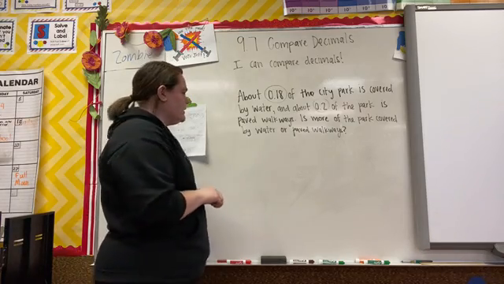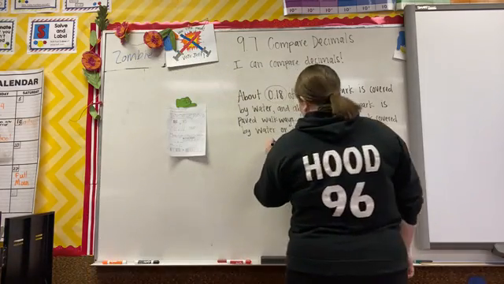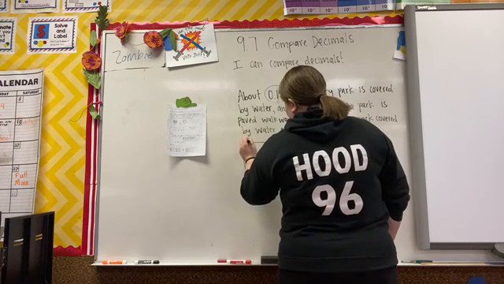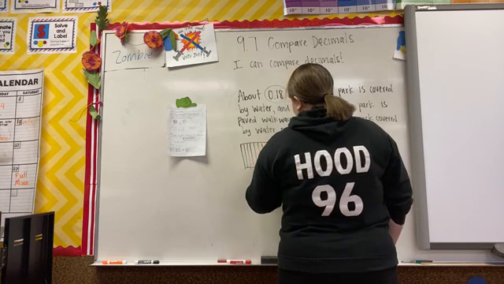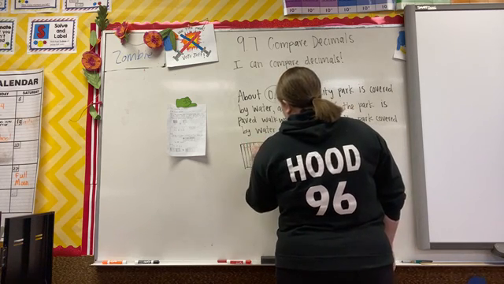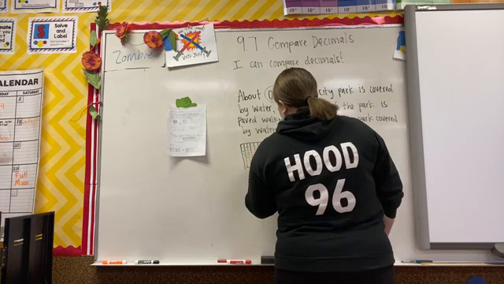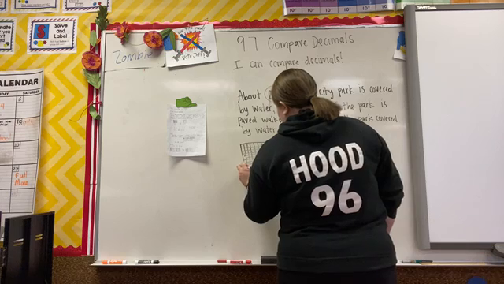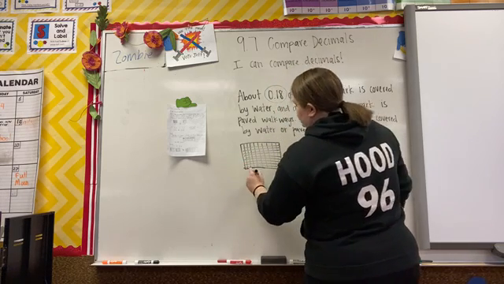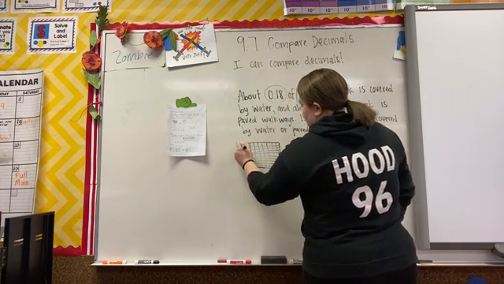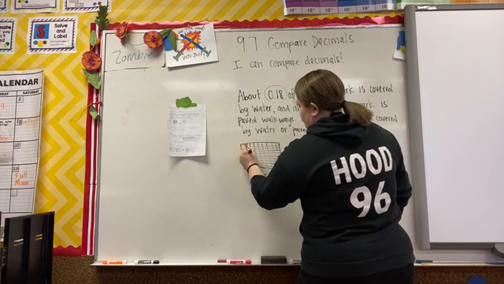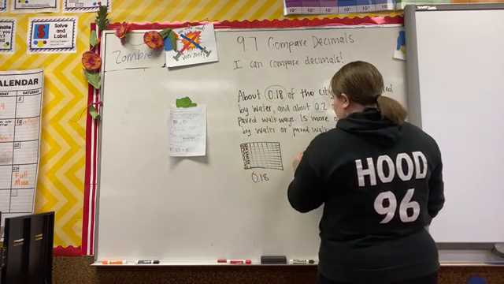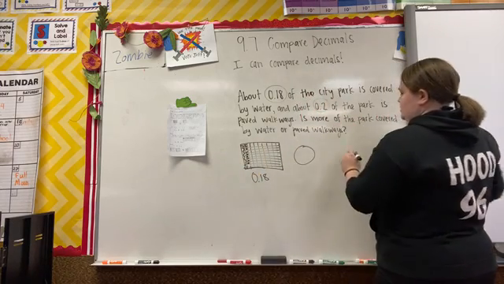First, I'm going to show you how you can compare them with a model. 18/100ths would be a hundredths grid. 1, 2, 3, 4, 5, 6, 7, 8, 9. Another row. Okay, so I'm going to represent 18/100ths. That would be 10 and 1, 2, 3, 4, 5, 6, 7, 8. Okay, that's 18/100ths. I'm going to compare it to 2/10ths.